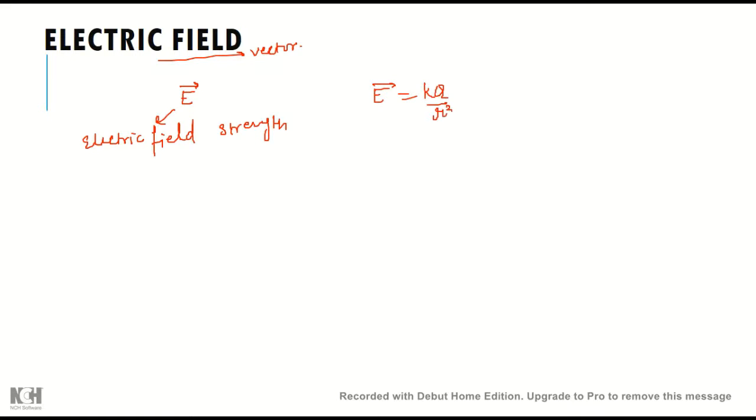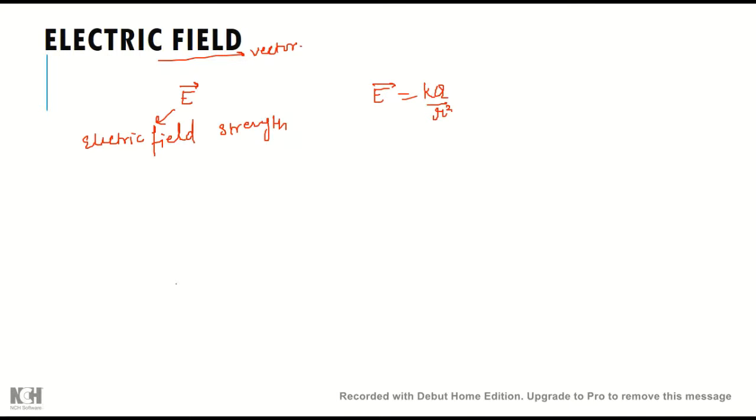We have discussed in the previous lecture that the electric field is a vector quantity which is represented by capital E. The electric field is also known as electric field strength. The expression for the electric field is nothing but kq by r square.